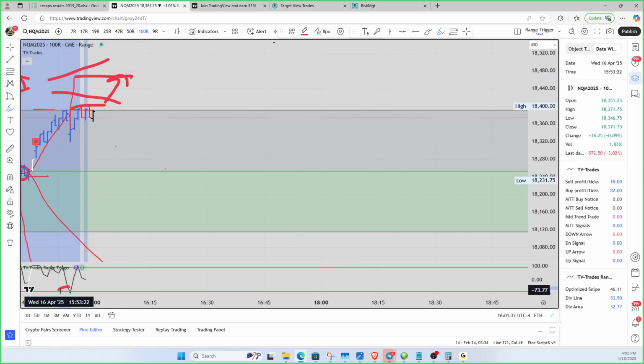What was your entry opportunity? When it came out of the oversold or when it went into the oversold, right down here. Either one of those. You could have entered right here at the open of that bar or at the close of that bar. That was your entry opportunity. Do you see that?